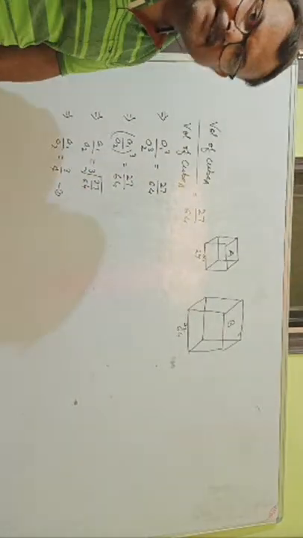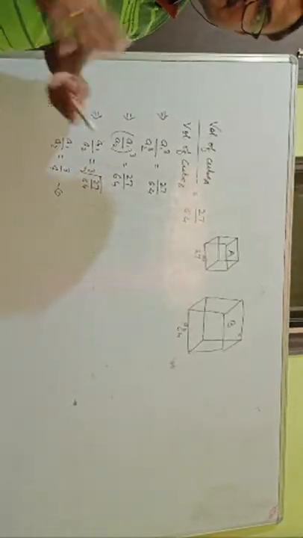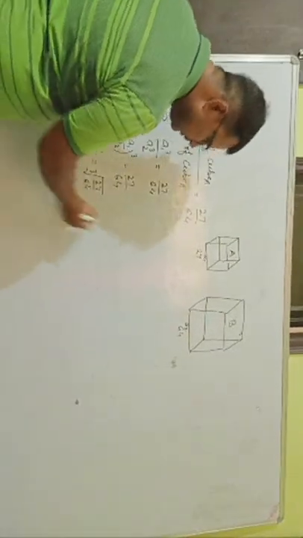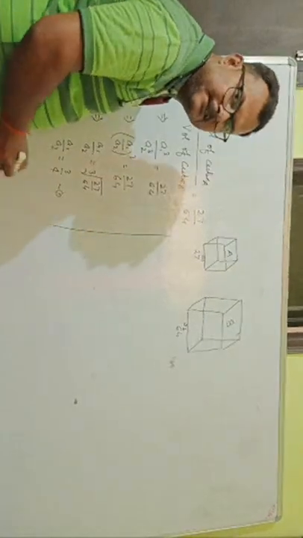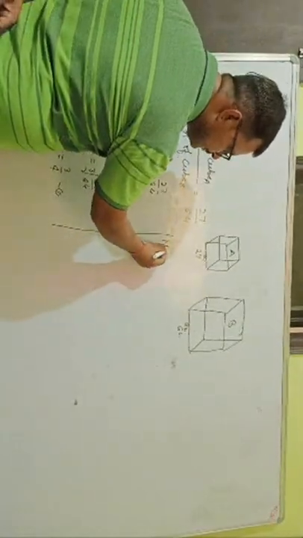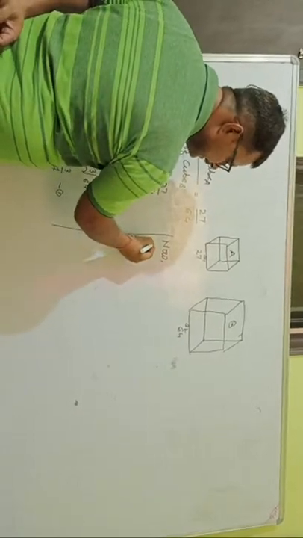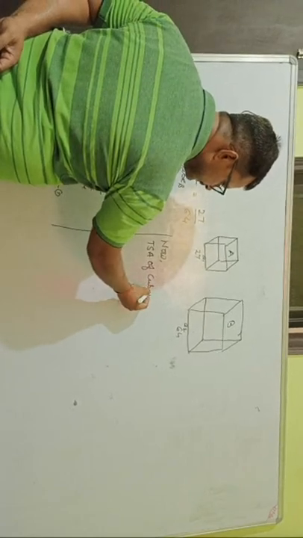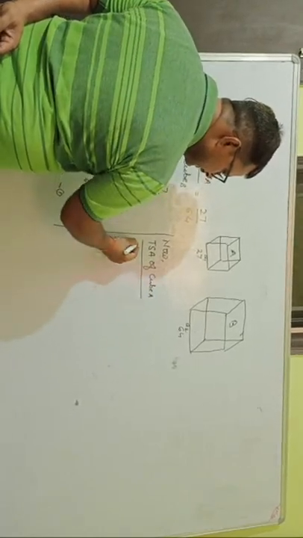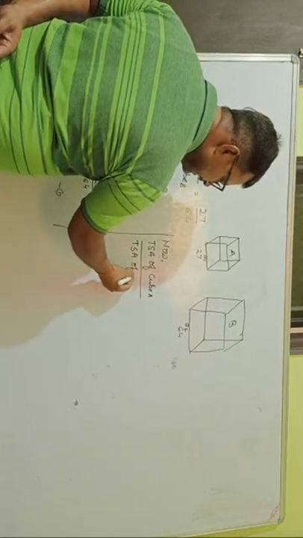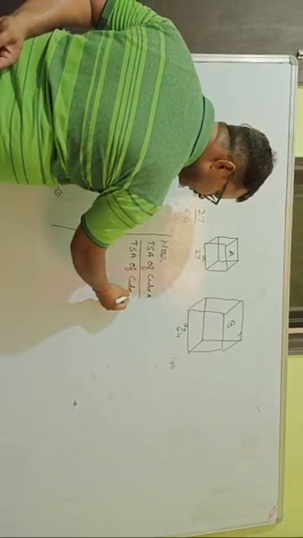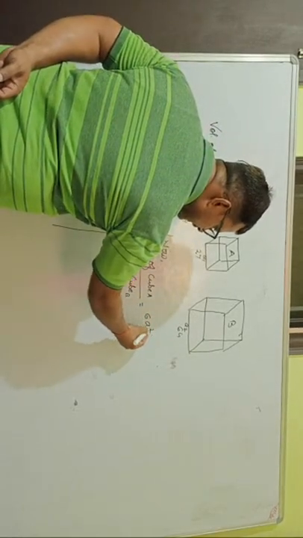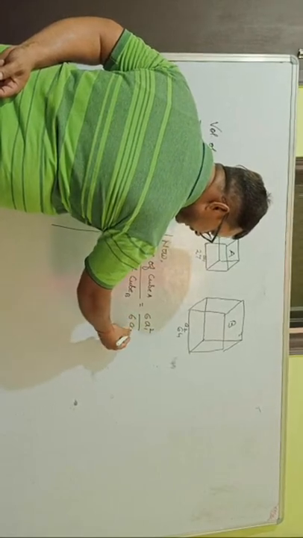Actually, you have to find the ratio between the surface areas of these two cubes. How to get it? Just below you have to write. Here is no space, so I am writing just beside. Now, TSA of cube A upon TSA of cube B. TSA means total surface area, you know very well, I hope so, is equal to 6A1 square upon 6A2 square.